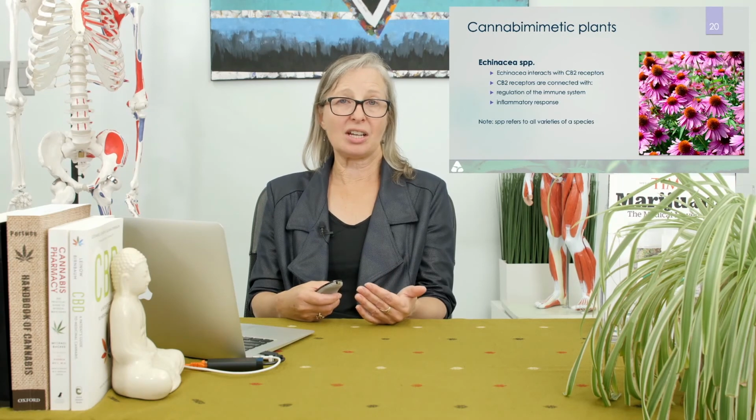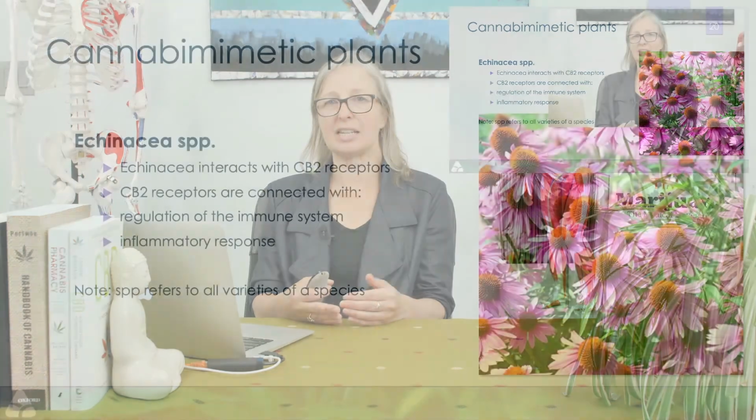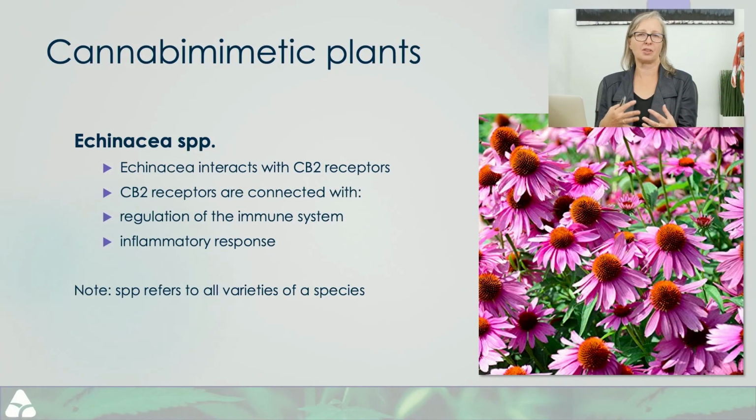Our next one, Echinacea, a little more well-known. That spp just beside Echinacea refers to all of the plants in the Echinacea genus. And there's a few of them, Echinacea purpurea, Echinacea angustifolia. So there's a few different ones out there, but we're referring to all of the Echinacea plants in this one. We also know that this one interacts with the CB2 receptors, and we know that CB2 receptors are really well connected with regulation of the immune system as well as the inflammatory response.